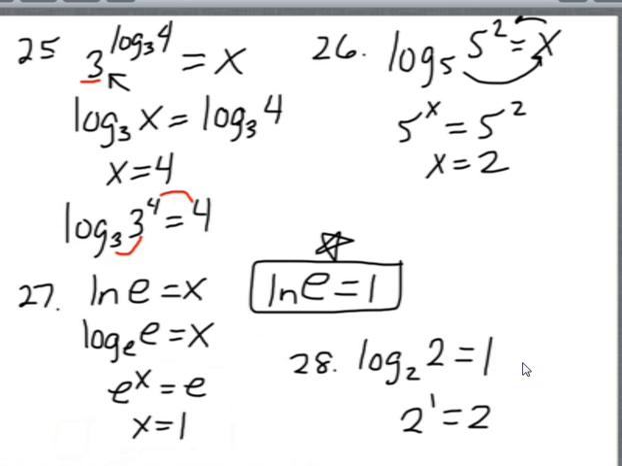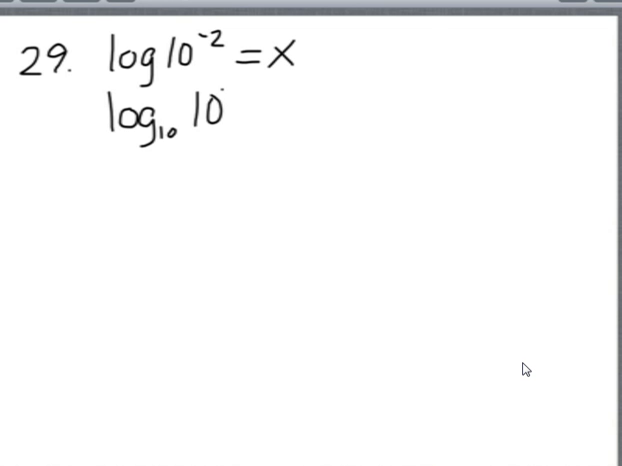Okay, let's look at 29. Log of 10 to the negative 2 equals x. So we're saying log base 10 of 10 to the negative 2 is equal to, I think you're seeing the pattern now, negative 2. 10 to the negative 2 gives me 10 to the negative 2.